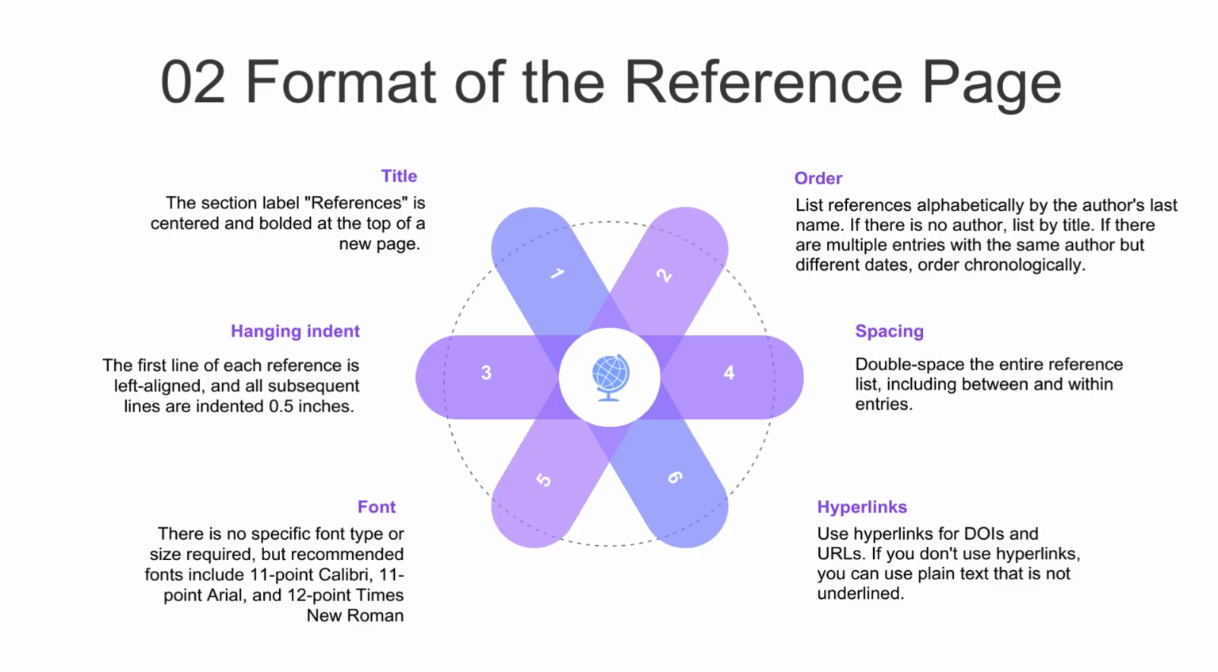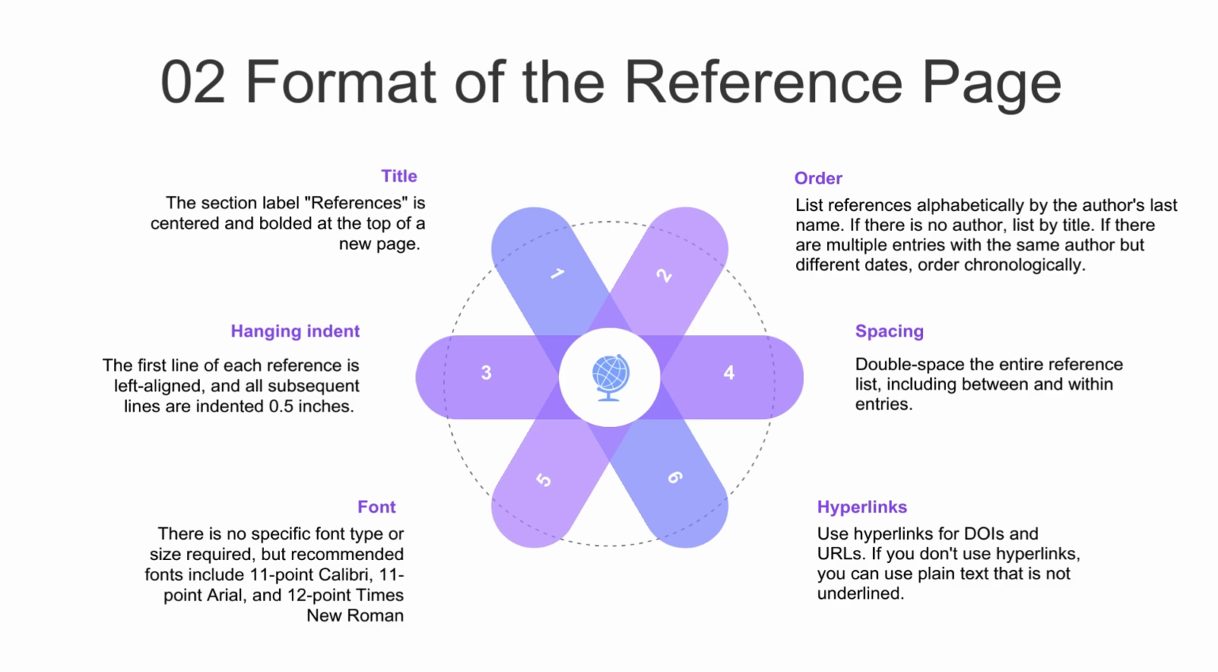Furthermore, a hanging indent must be applied. This means the first line of each reference is left aligned, while all subsequent lines are indented 0.5 inches. In addition, appropriate line spacing is essential. The entire reference list should be double-spaced, including the spaces between and within entries.